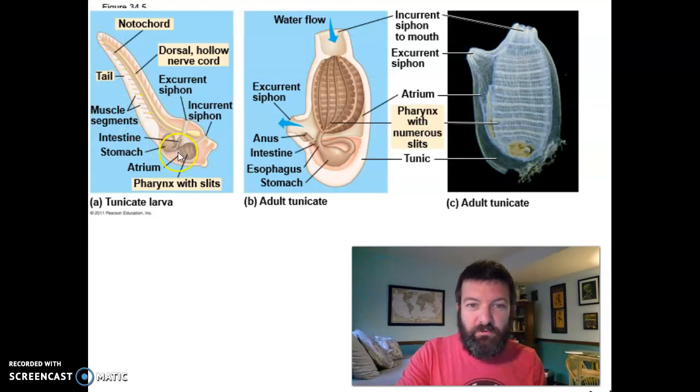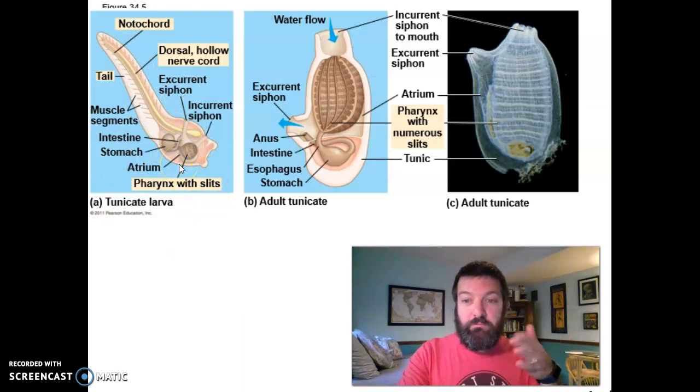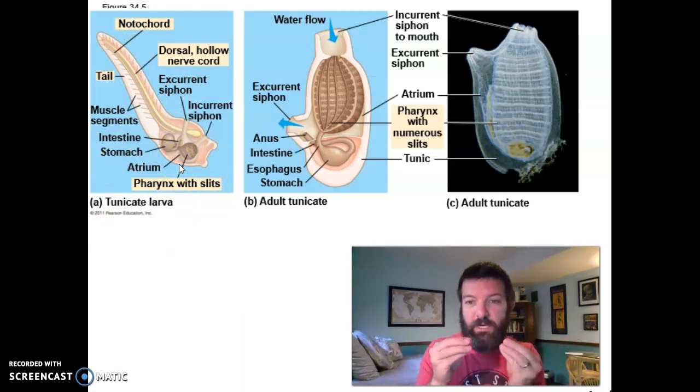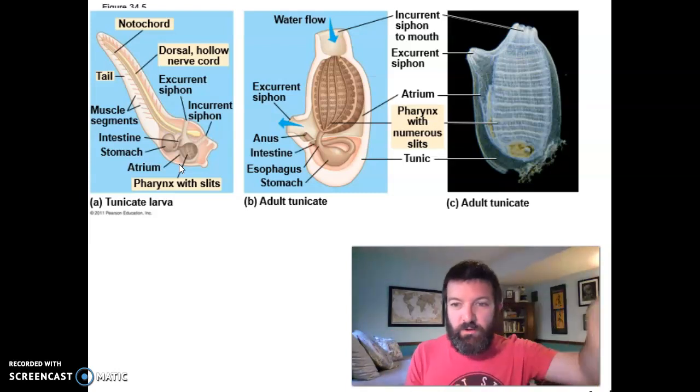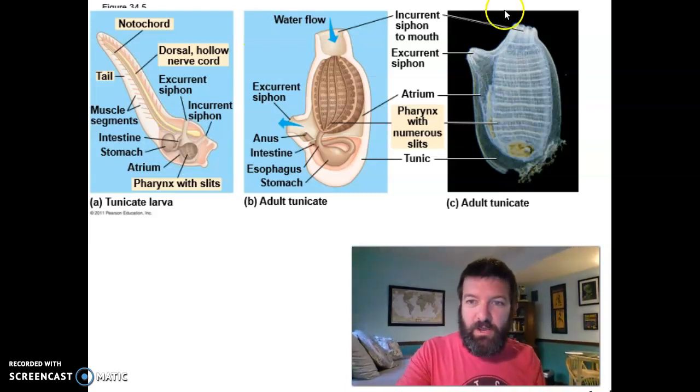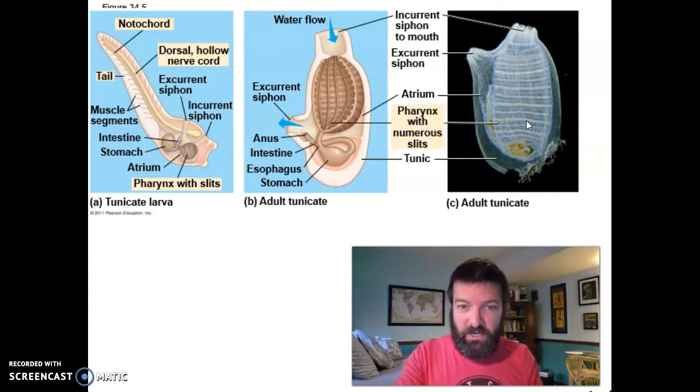And it still has this pharynx with gill slits. Now, it doesn't live very long as a larva. Once sperm and egg come together, they form this larva pretty quickly, and then it swims through the water and plants itself in the ground, and then you have this for the rest of its life, but its origins display its chordate heritage.